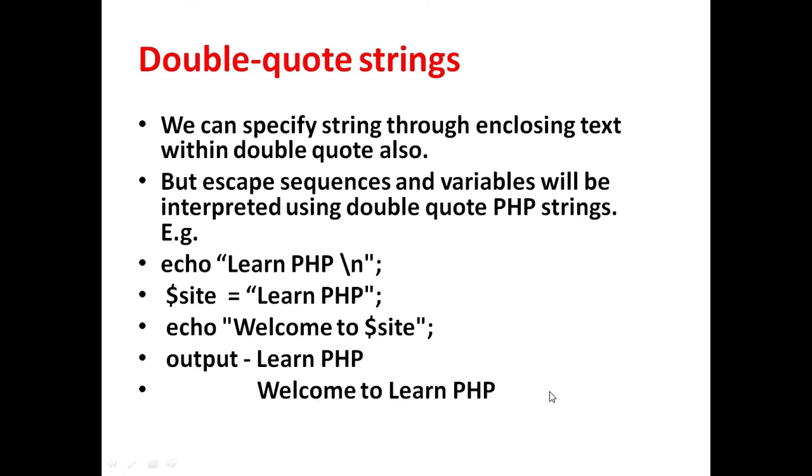Here we can see that the double quoted strings process the special characters according to their properties. The \n character is printed and considered as a new line, and also instead of the variable name $site, welcome to learn PHP is printed.